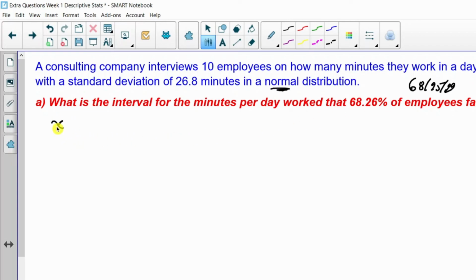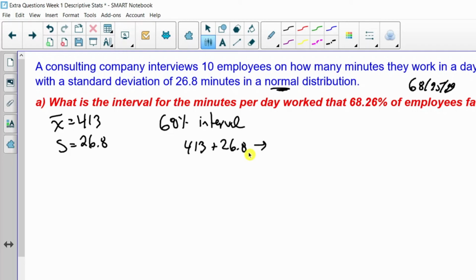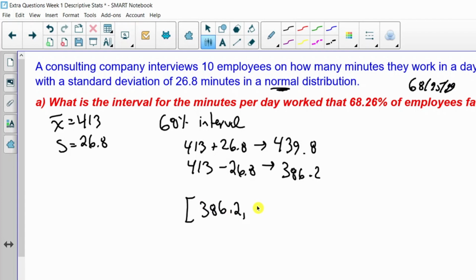The average, or mean, is 413, and the standard deviation is 26.8. So if I want to find that 68% interval, all I need to compute is this. I'm going to take 413 and I'm going to add 26.8 to it. That'll give me the upper end, and for that one, I get 439.8. And then to get the lower end, I'm going to take that mean and subtract 26.8. So 413 minus 26.8, 386.2. Now normally we write our answers when it's arranged using the square brackets, and we write the smaller number first, and then comma, and then the bigger number last. So this would be the answer.